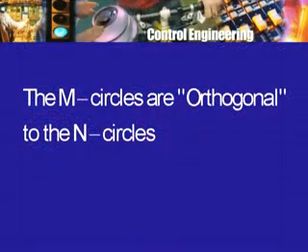Because there are some further interesting things. For example, between the M and the N circles there is a nice relationship, and that is each M circle is what is called orthogonal to each N circle. That is, whenever an M circle intersects an N circle, they intersect at an angle of 90 degrees. That is, if you were to draw tangents to these two circles at the point of intersection, the angle between the tangents would be 90 degrees. That is, these two sets of curves are orthogonal to each other.